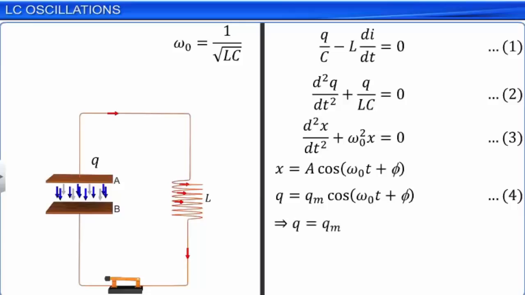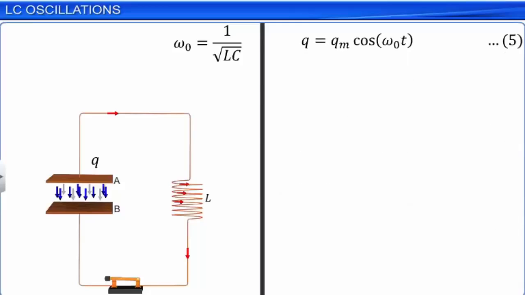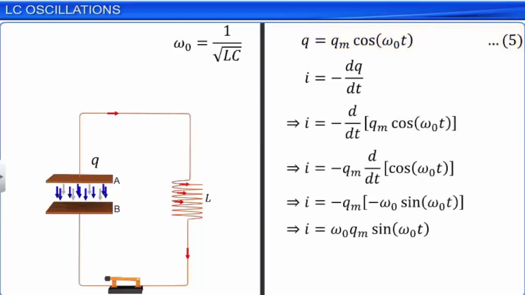As the capacitor gets discharged with time, we get current I is equal to minus dq by dt. Substituting the expression for charge from equation 5 and simplifying, we get I is equal to Im sin omega naught t, where Im is equal to omega naught into qm. Let this be equation 6. Now let us analyze the LC oscillations from an energy point of view.